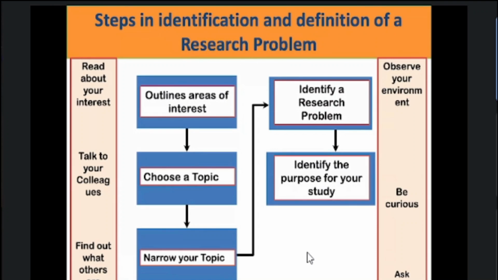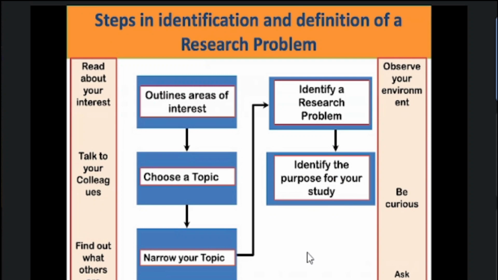I do have a video on my YouTube channel, almost 2 hours long, on the research problem. You may watch it if you want to. So these are the few stages that we do to identify a research problem. While you are doing it, we say read about your interests, talk to your colleagues, find out what others are doing, observe your environment, be curious, ask questions. We do environment scanning and all that, and you follow this outline. There are 5 stages there, and this will help you identify and define your research problem correctly.